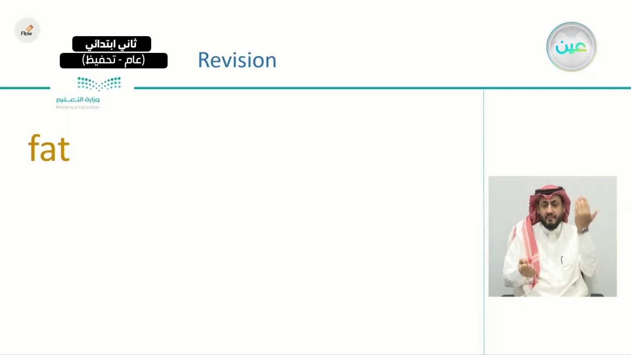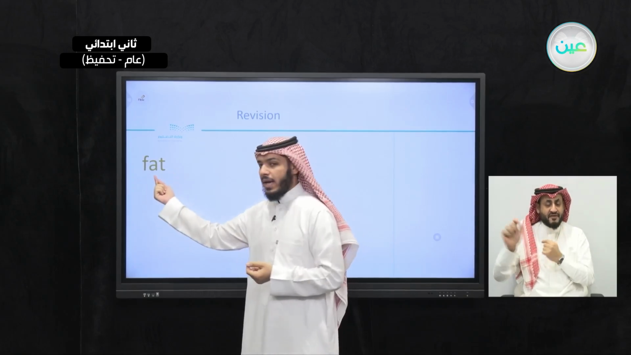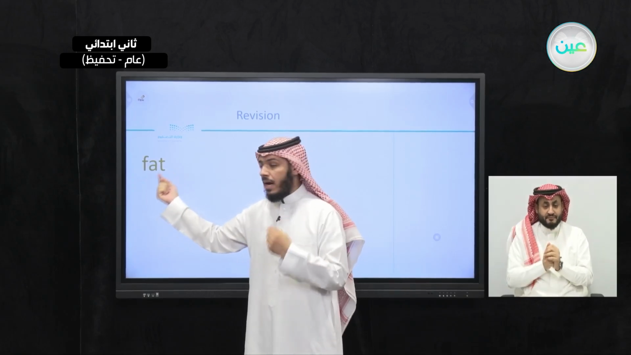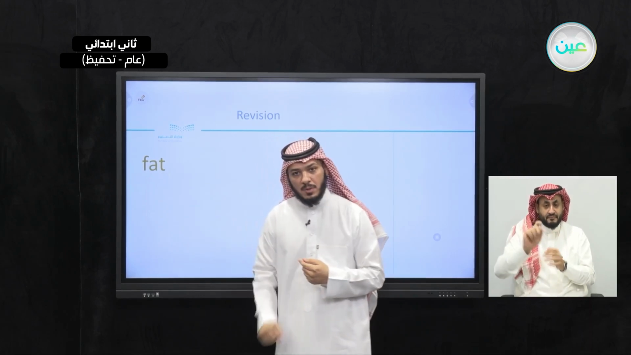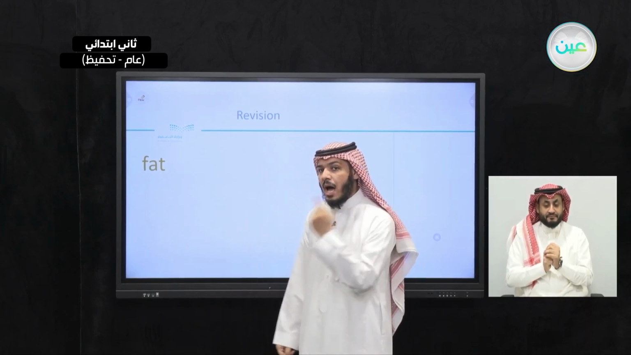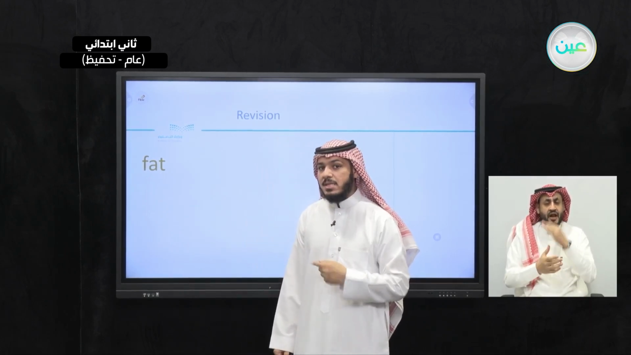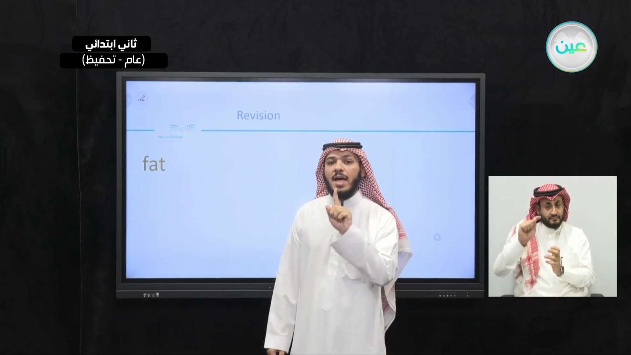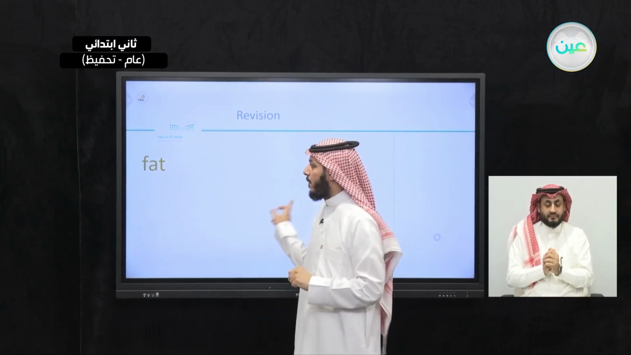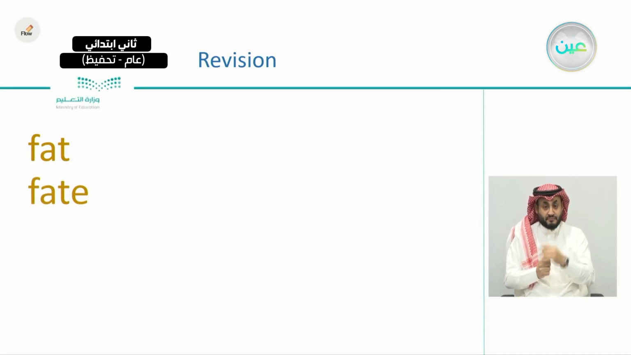Okay. First of all, how can you read this word? Yes, we have F, we pronounce as F, and we have A, pronounced as A, and we have T, and we pronounce as T. Okay. How can you read it? It is fat. Perfect. Fat. Okay. What about this word? Is it fat? No, it is fate.